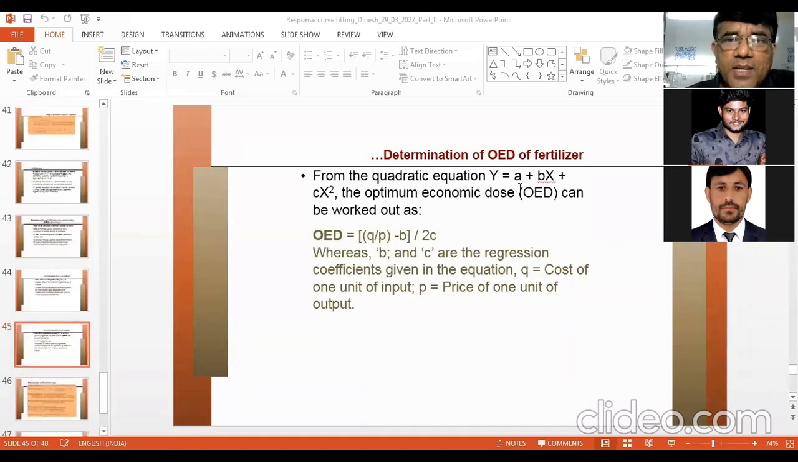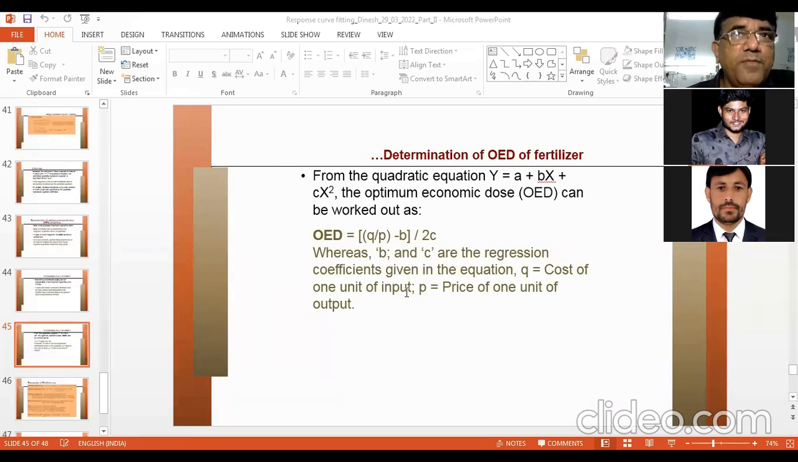So from the quadratic equation y = a + bx + cx², the optimum economic dose can be worked out. This is the formula to calculate the optimum economic dose: (q/p − b) divided by 2c. You must remember this formula. b and c are regression coefficients. You can directly take them from the equation, and q is the cost of 1 unit of input, that is your fertilizer in this case.